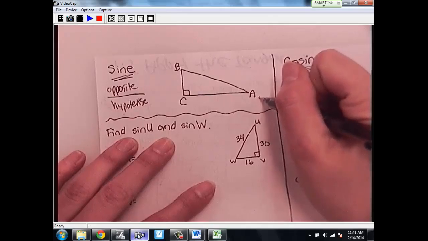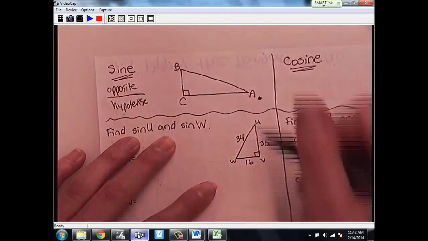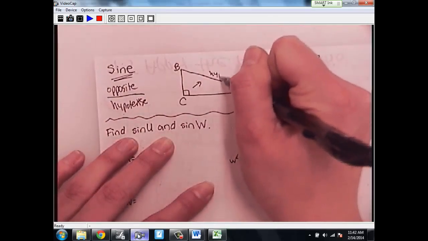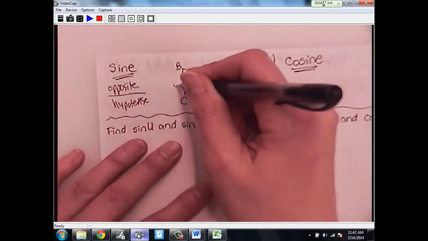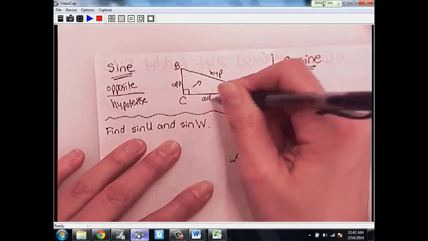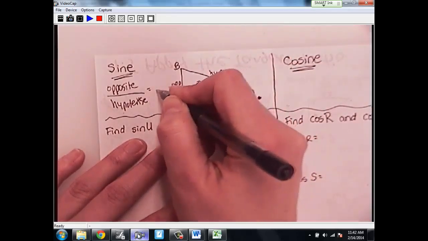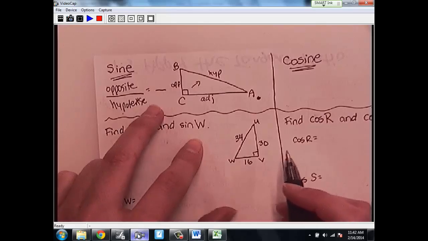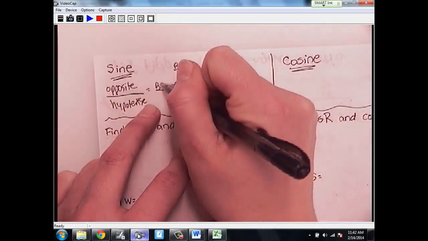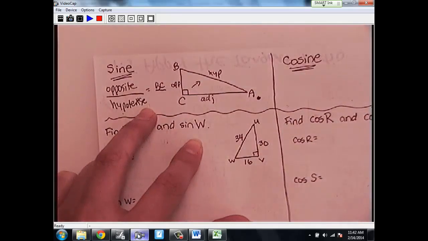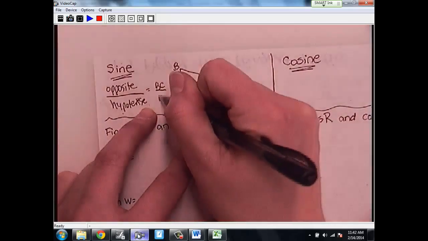So if I'm just going to say, let's start at A. If we start at A, this is my hypotenuse. And then across from A, this is the opposite side, and this would be the adjacent side. So for the sake of naming this, the opposite is BC, and the hypotenuse is BA.